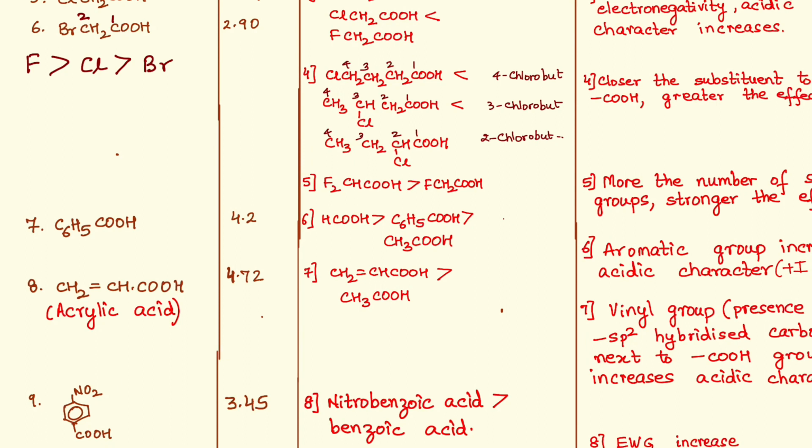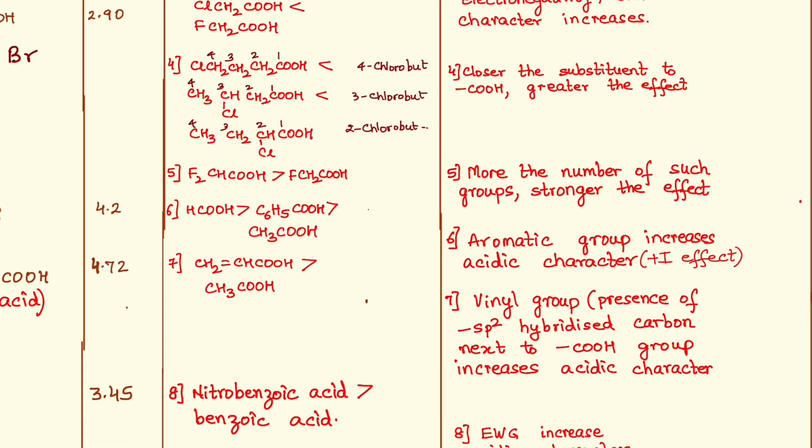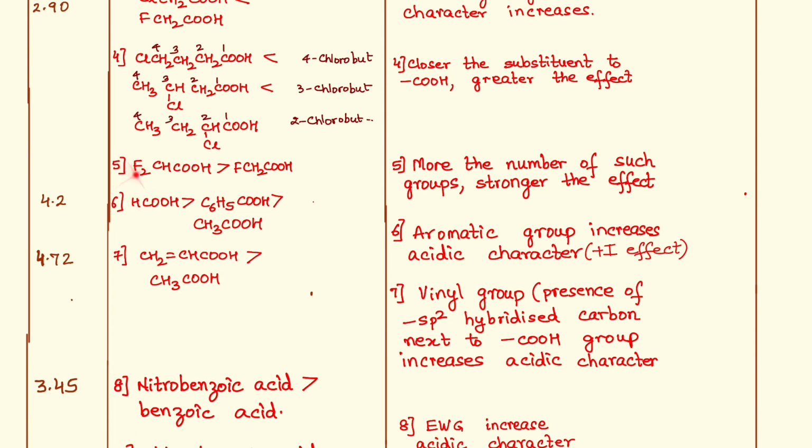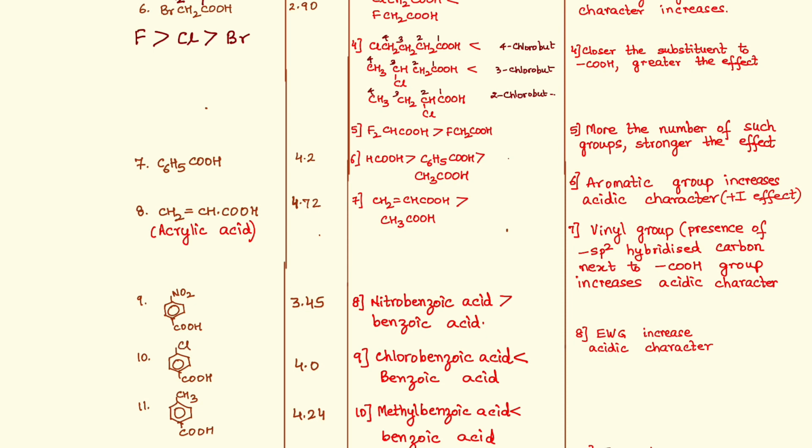Also, if we see difluoroacetic acid or difluoroethanoic acid, it will be more acidic than monofluoroethanoic acid. So simply put, more the number of such groups, greater will be the effect. If it is an electron withdrawing group, that means it is going to increase the acidic strength further. On the other hand, if it is an electron donating group, it is going to decrease the acidic strength. So more the number of such groups, stronger the effect. Are we able to write the points?